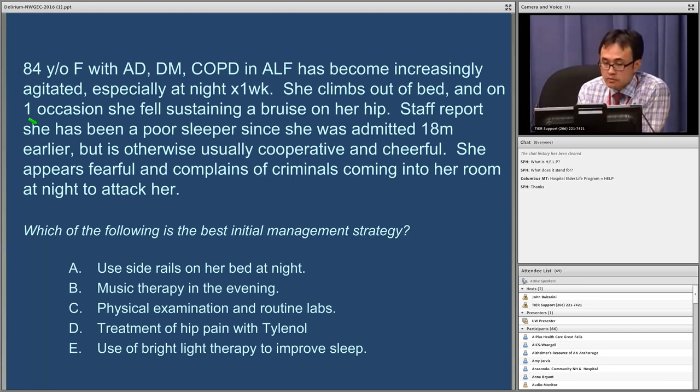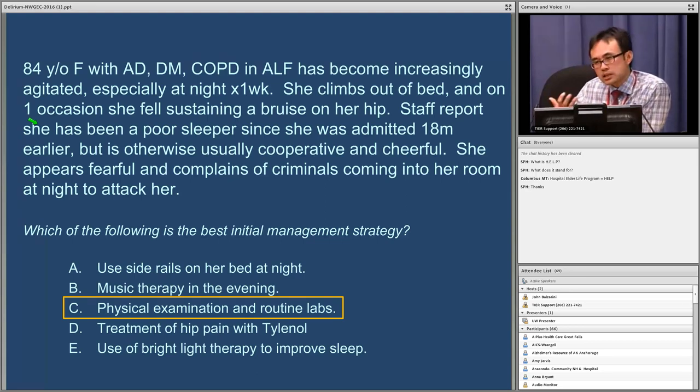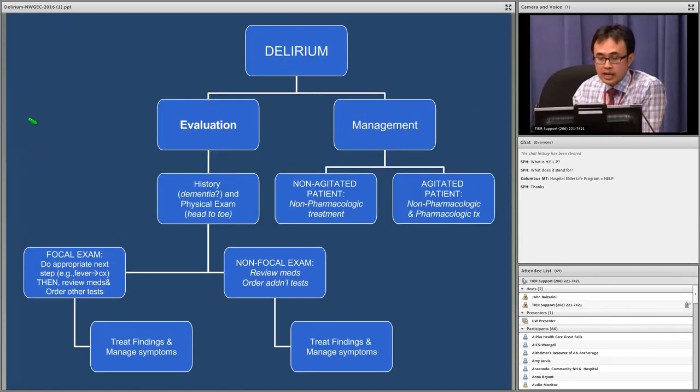Which of the following is the best initial management? Use side rails at her bed at night, music therapy in the evening to calm her, a physical exam and routine labs, treatment of her hip pain because she had a fall, or use of bright light therapy to improve sleep. And your answer is C. This really comes back to my initial slide of the DSM-4 criteria. You're looking for an organic cause. This isn't an abrupt change in this woman, because you want to find out what caused that abrupt change, and this is an algorithm to go through that.